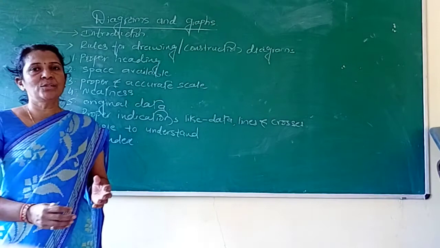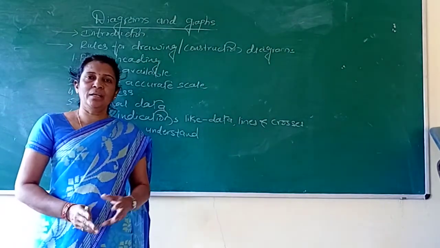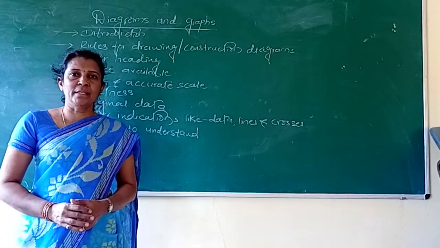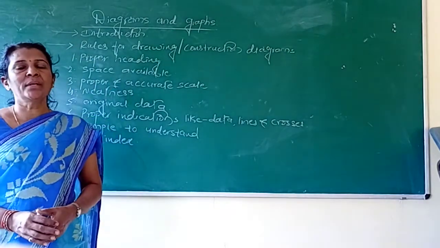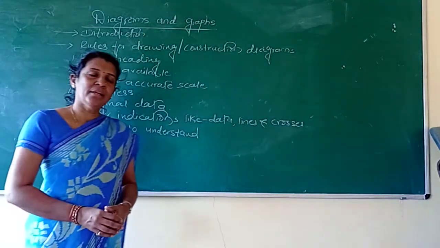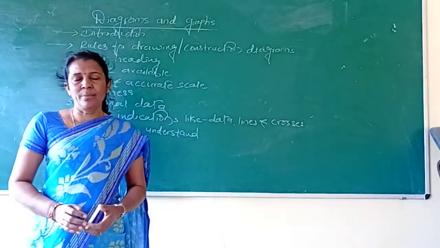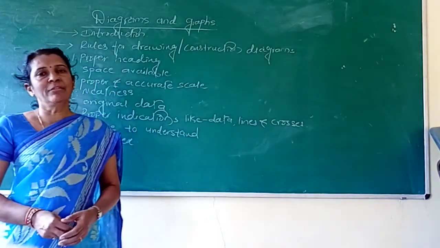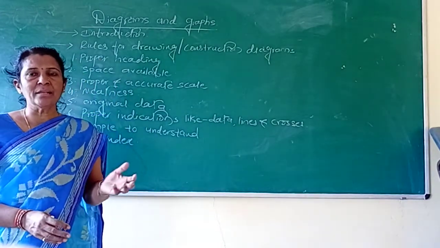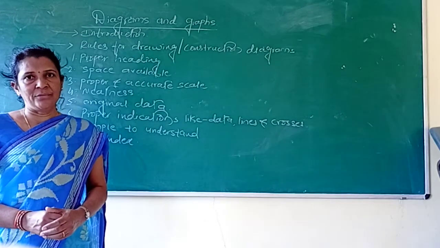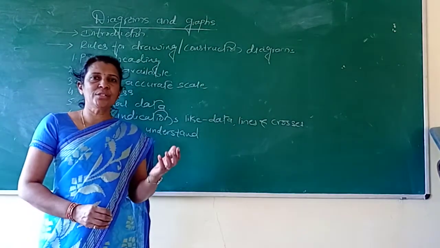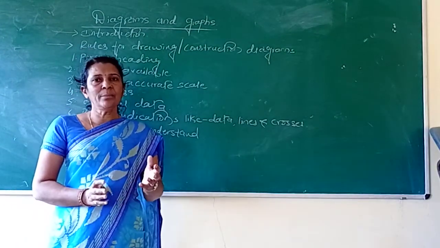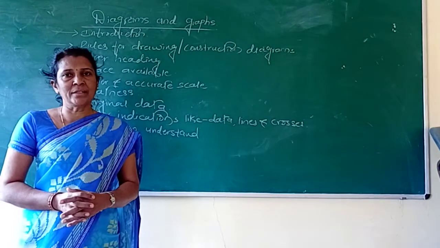As you all know, the data are collected with the help of a primary source or a secondary source. Once the data are collected by the statistician, or the person who is investigating, whom we call the investigator, the data are classified. Classification is grouping of data on the basis of similar characters.